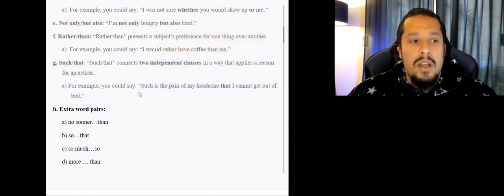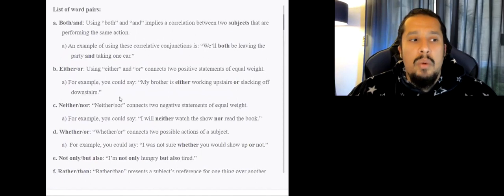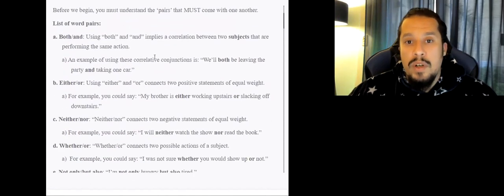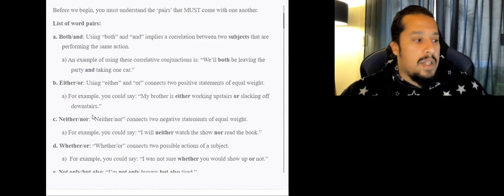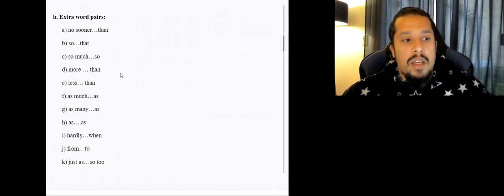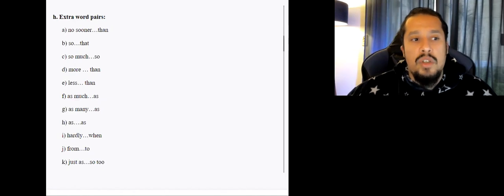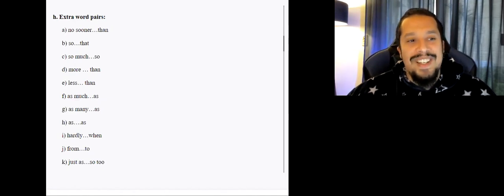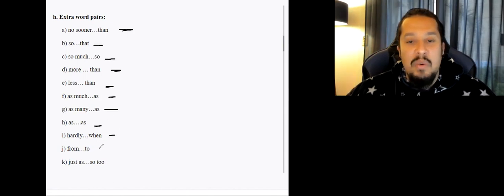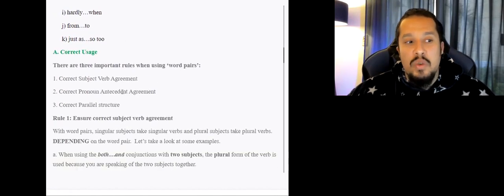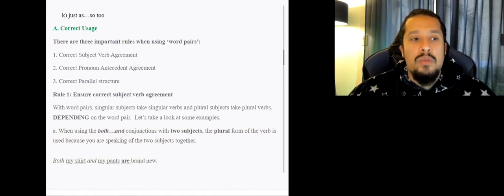So when we talk about correlative conjunctions, when we talk about word pairs لازم يجوا مع بعض. احفظوا البيرز دولت عشان يظهروا في الامتحان, no matter the test that you're taking. And here's some extra word pairs. طبعا ما كتبتش example عشان طبعا مش هنخلص كده, right? No sooner than, so that, so much so, more than, less than, as much as many as, hardly, one, from, to, just as, so, to. Just as, so too. So there's some more important rules عايزين نحفظها بالword pair.